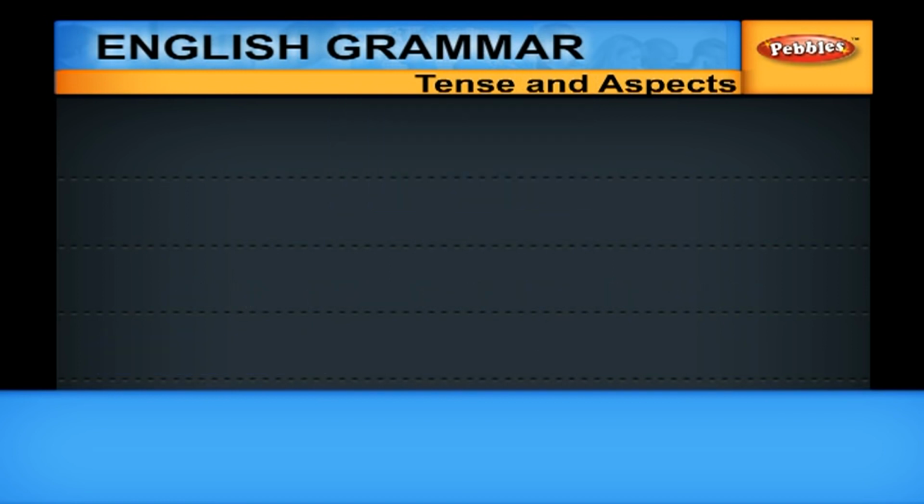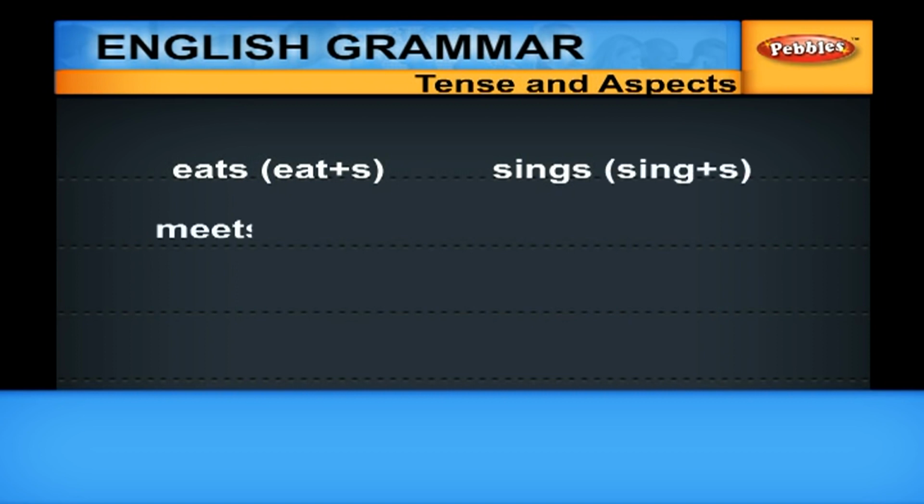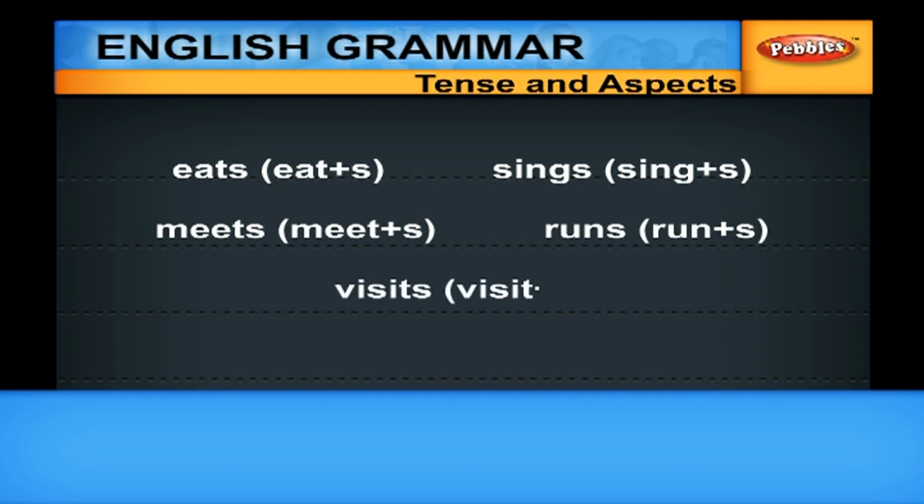The second lexical verb will be, you add s to the main verb. Eats, eat plus s. Sings, sing plus s. Meets, meet plus s. Runs, run plus s. Visits, visit plus s. Since we add s to these root verbs, we call them VS verbs.